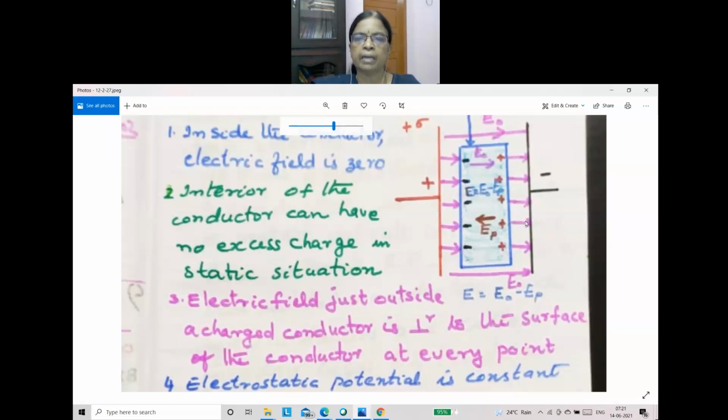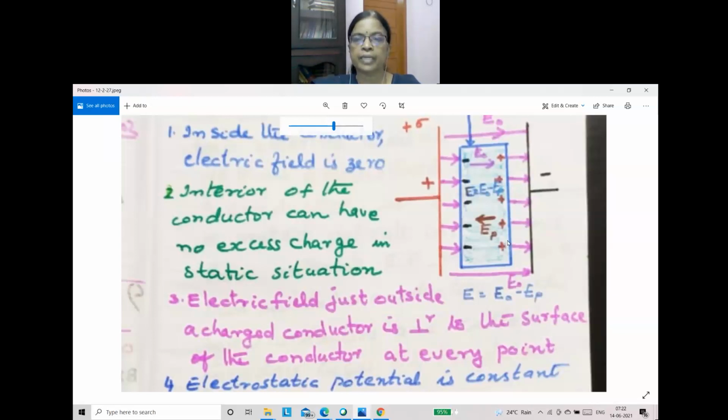Suppose instead of drawing perpendicular, we draw it inclined at an angle. Then it will have two components, one component along the surface, the other component perpendicular to that. And if there is a component of electric field along the surface of the conductor, what will happen to the charges? Charges will move. Electrons will move opposite to the direction of the field.